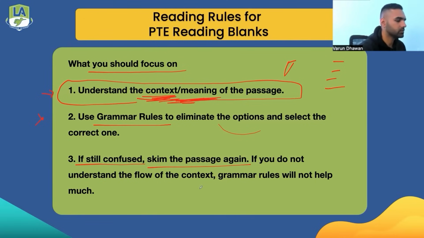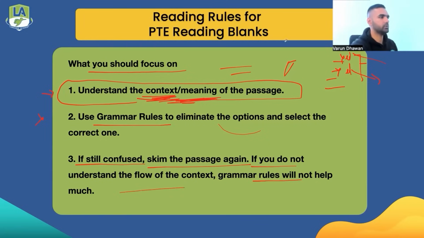If you're still confused, focus on the flow. If the flow of the passage is positive or negative, then you will be able to, because you can have 2 options in same form of grammar. Then what you will do, let's say both the words are ending with ed, then you have to understand the passage. If the passage is positive, you have to use a positive word. If the passage is negative, you have to use a negative word. So very important, you understand the flow of the context as well. If you do not understand the flow of the context, grammar rules are not going to help you much.